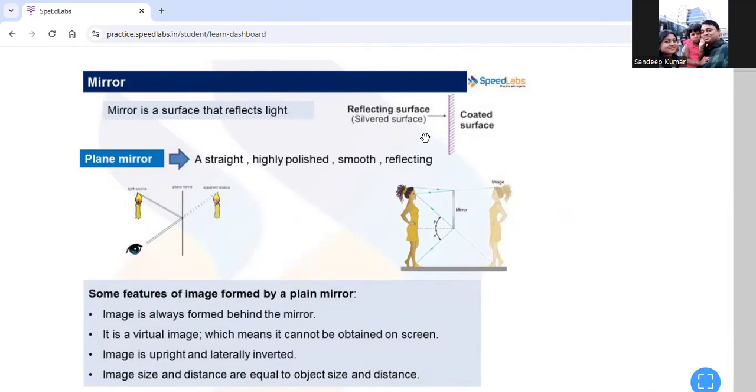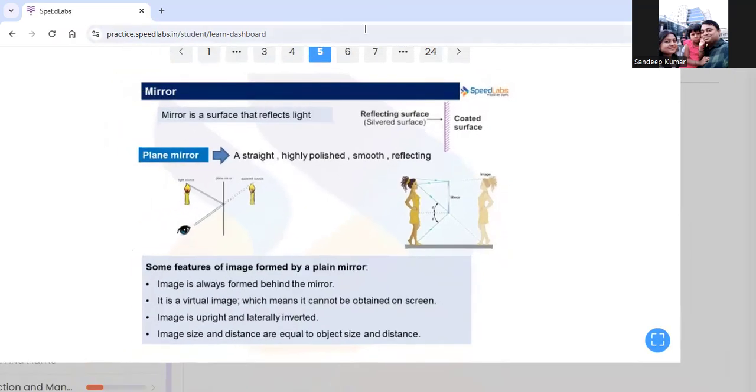Here the definition is there. What is a mirror? A mirror is a surface that reflects light. So we have two types of mirror: spherical mirror and plane mirror. Plane mirror, a straight, highly polished, smooth reflecting surface is called a plane mirror. Is it clear?